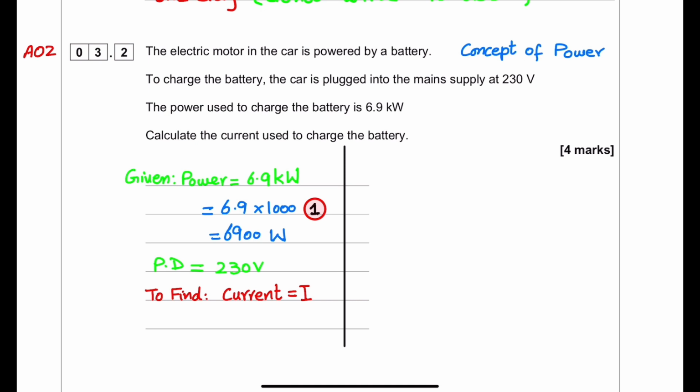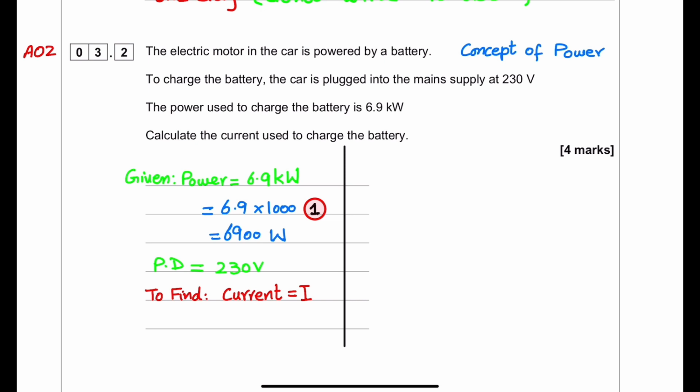The power which is given in our question is 6.9 kilowatts to charge the battery. We already converted kilowatts into watts by multiplying by 1000. 6.9 times 1000 becomes 6900 watts. The potential difference is already given, 230 volts. We need to find the current which is used to charge the battery.